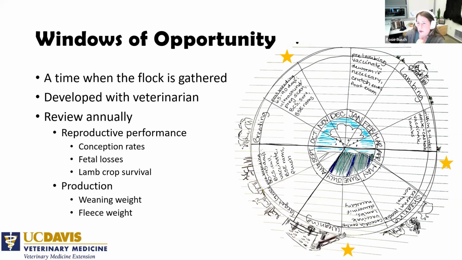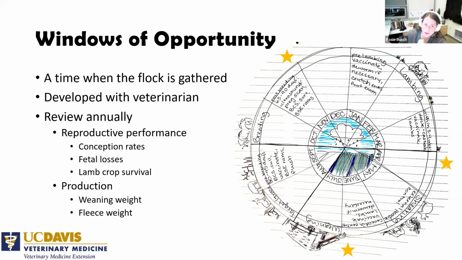We might monitor body condition on all of them, make sure that we've removed the ones that we don't want to keep before breeding, vaccinate the replacements and the ewes before breeding if we're doing vaccines that prevent abortion, and then perform breeding soundness exams on the rams. And then flushing is just increasing that plane of nutrition on these animals before breeding.